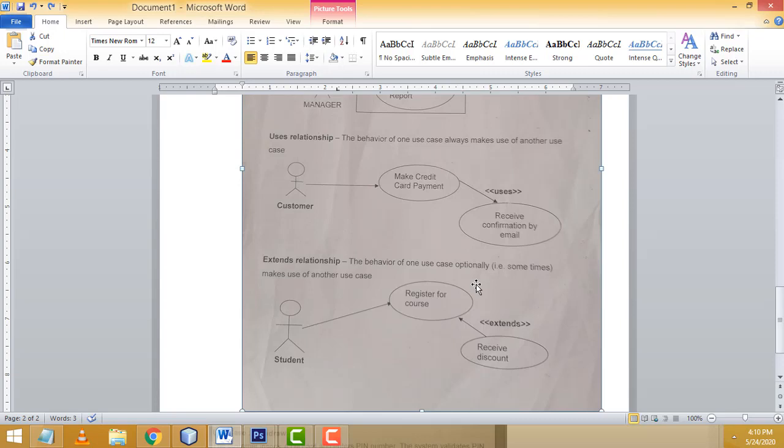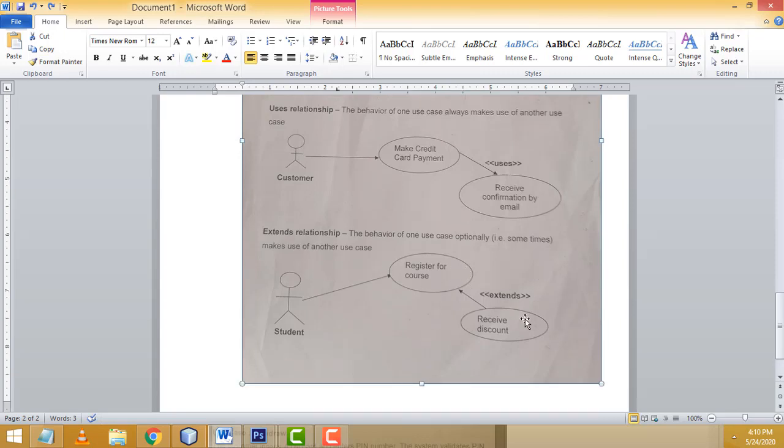The example here: the behavior of one use case optionally makes use of another use case, right? Student registers for the course, receives the discount, right? Some months they will provide the discount. Some seasonal months, if you take the example of a shop, like the New Year season or Christmas season, they will provide the discount. Other months they will not provide the discount. At that point we have to use extends, receive discount, right?